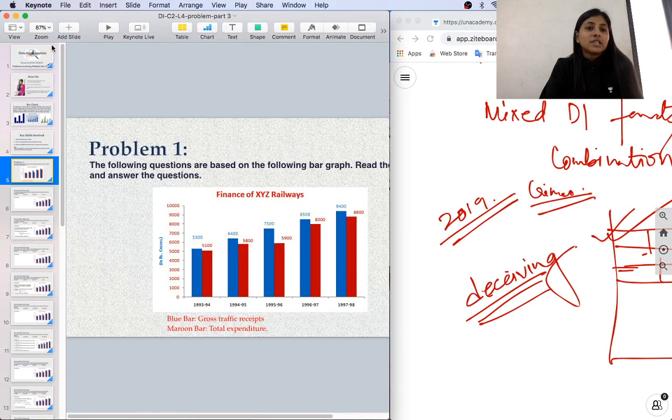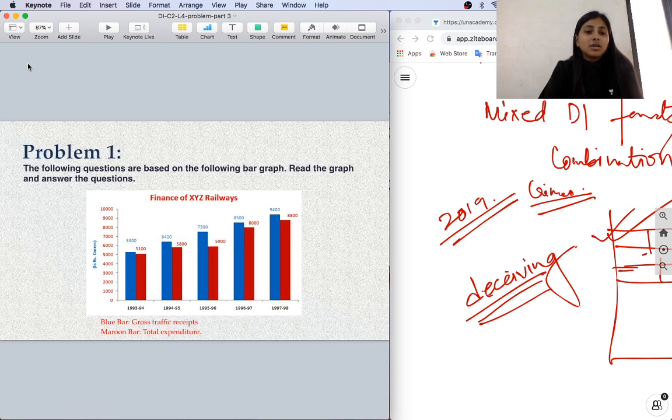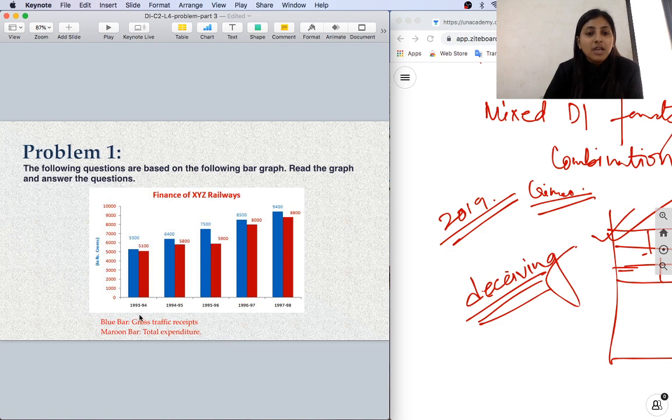We'll start with the question. This is the first question. You can see a two parameter bar graph is given, where the blue bars represent the gross traffic receipts and the maroon bar represents the total expenditure for finance of XYZ. This is the finance of XYZ railways. Below you see the time is given in terms of years: 93-94, 94-95, 95-96, 96-97 and 97-98. All these values are in rupees crores of finance for gross traffic receipts and total expenditure.